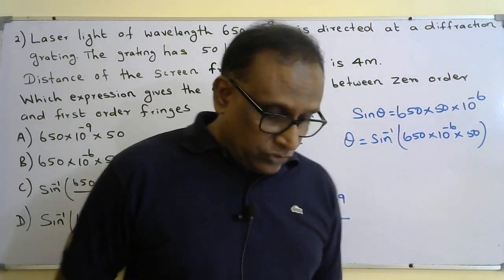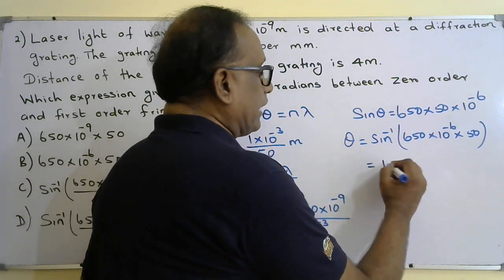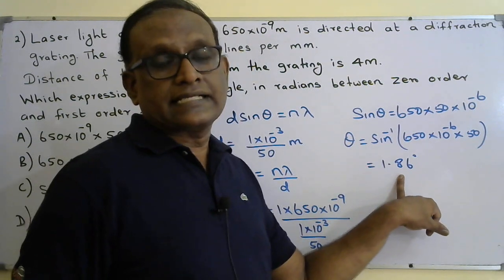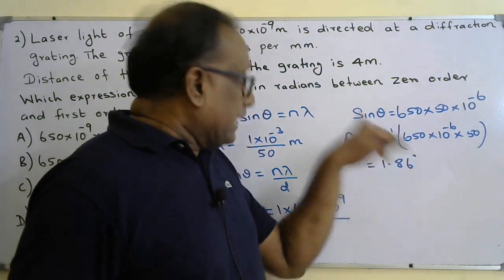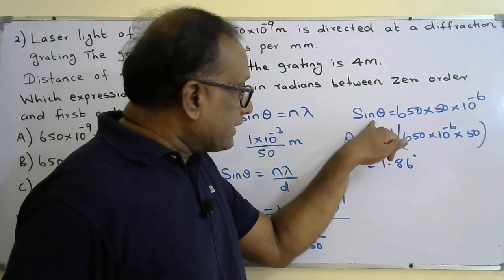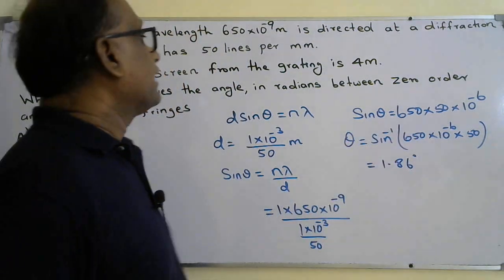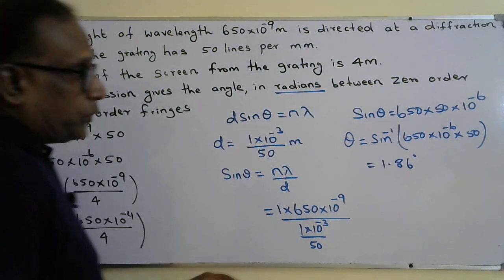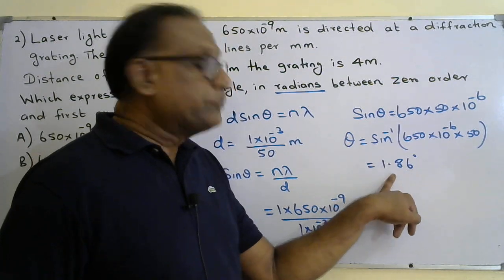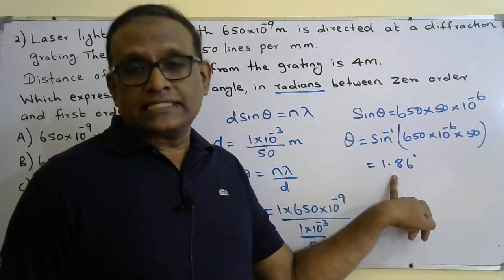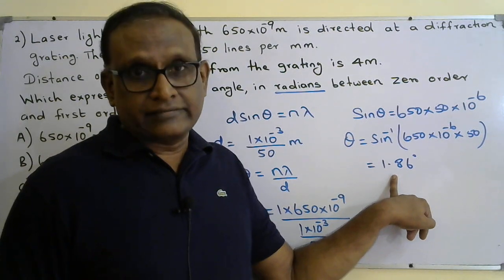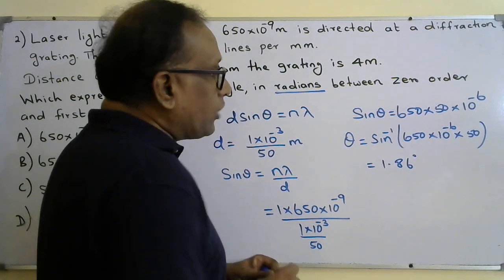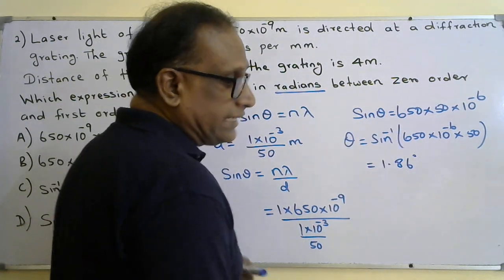When you solve it, you will get 1.86 degrees. 1.86 degrees is the final answer. Theta is 1.86, less than 10 degrees. So as I told them, if it is less than 10 degrees, sine theta equals theta in radians. The question says clearly that they want radians, not degrees. If I find it in degrees, it is 1.86 degrees, which is less than 10, so I can say sine theta equals theta in radians.